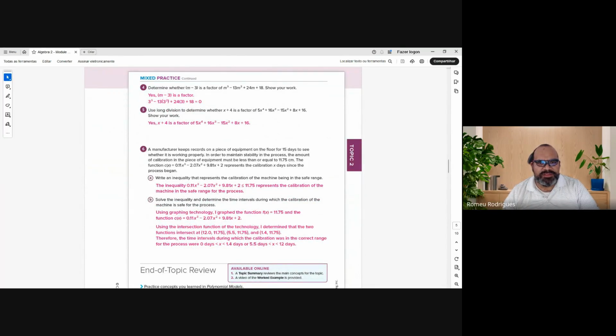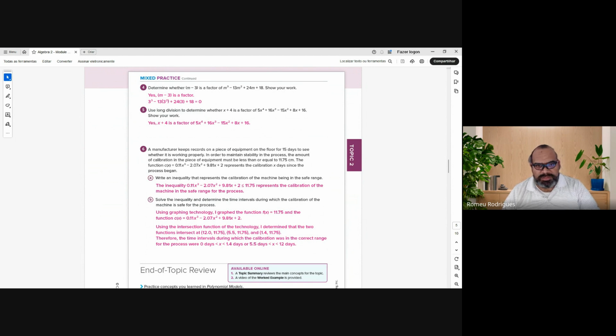Determine whether m minus 3 is a factor of m to the third minus 13m squared plus 24m. You just check. What number makes it 0 is positive 3. So you do those 3 here, and you solve, equals 0. Yes, then it's a factor. Same thing here, just check. It is a factor. Yes. You can do long division. I think you remember long division to divide the equations.